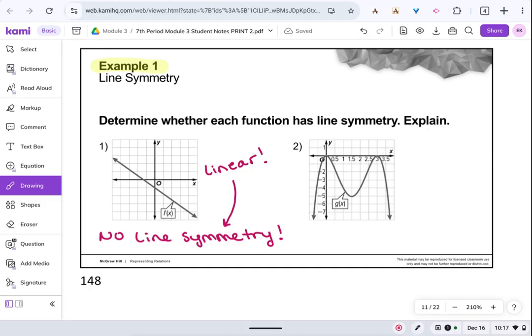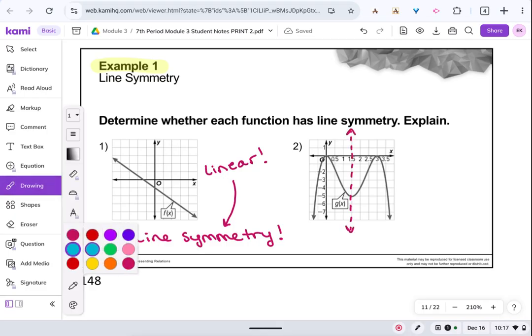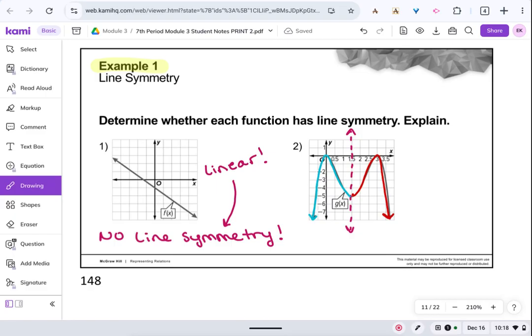All right, if I look at my second example, hopefully you see that if we were to slice this graph right here, that would then give us this left side that I'm going to trace out in blue being the exact same as this right side that I'll trace out in red. And in order to identify the line of symmetry, we need to look at the point on the x-axis. So in this case, it's x equals 1.5.